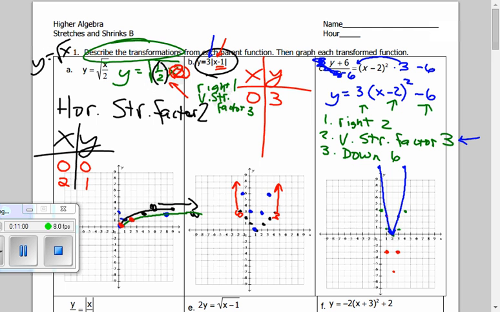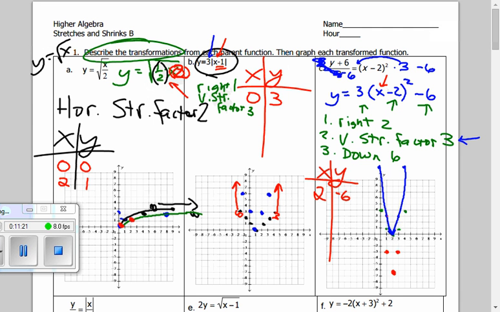Now, XY chart could save the day. Let me make sure I'm doing it right. Let's say I put in a 2. I stick in a 2 right here. 2 minus 2 is 0. 0 squared is 0. 3 times 0 is 0. Minus 6. 2 comma negative 6. Look at that. 2 comma negative 6. Right there, right where I knew it should be.